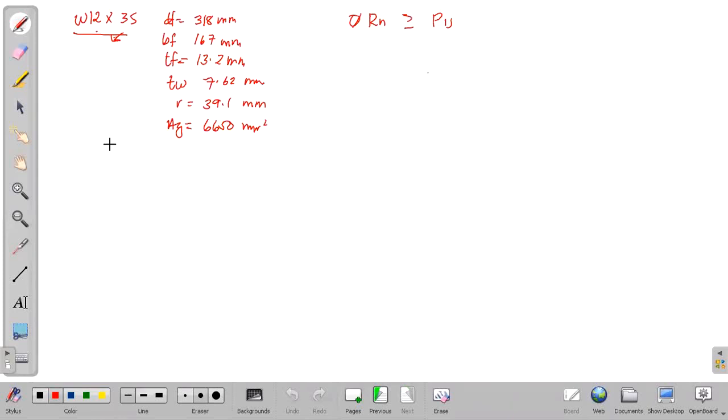Now, pagka meron na tayong trial section, we have to check if our trial section is safe or not. Paano natin i-check yun? We have to compare the design tensile strength doon sa ating ultimate load or yung factored load combination natin na PU. So, paano natin kunin itong phi Rn? Unahin natin based on the gross section yielding. Phi is 0.9. Rn natin is Fy, that is 248, times Ag. Ag nung trial section natin, which is 6650.